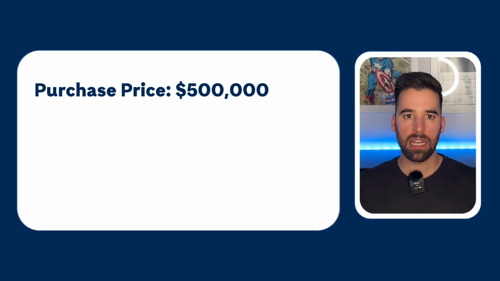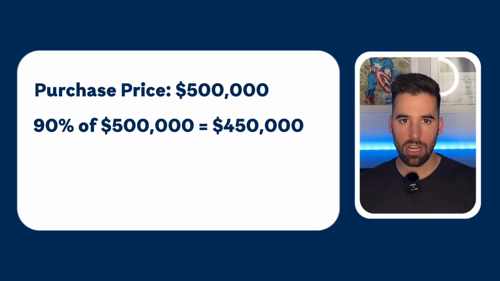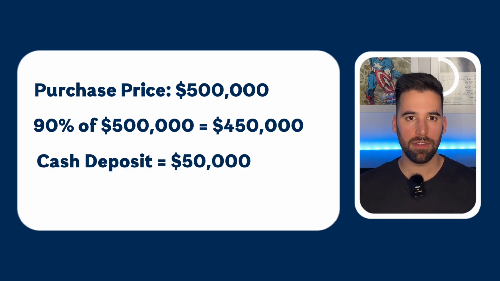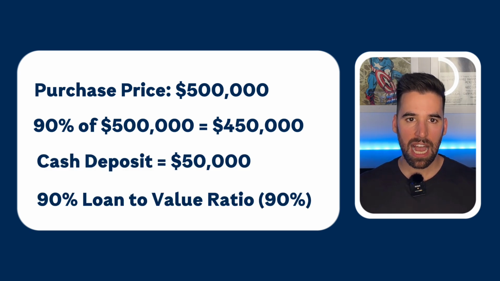And if we consider a 90% lend, 90% of $500,000 is $450,000. This means your deposit would need to be $50,000 and the LVR will be 90%. But there's also an additional cost that you need to factor in, and it's something that a lot of people don't realize they actually need to pay when buying a property.